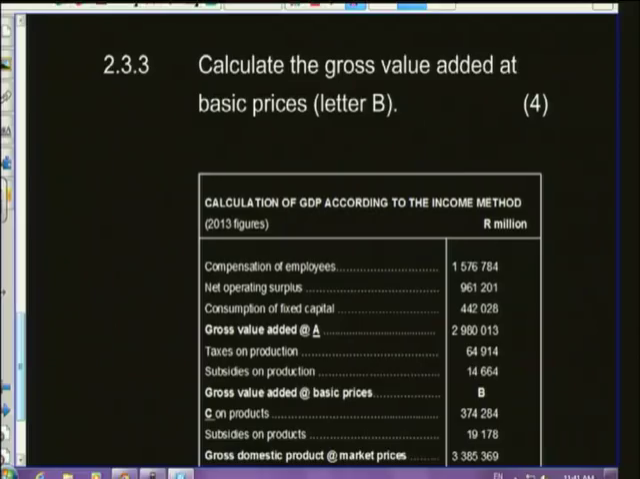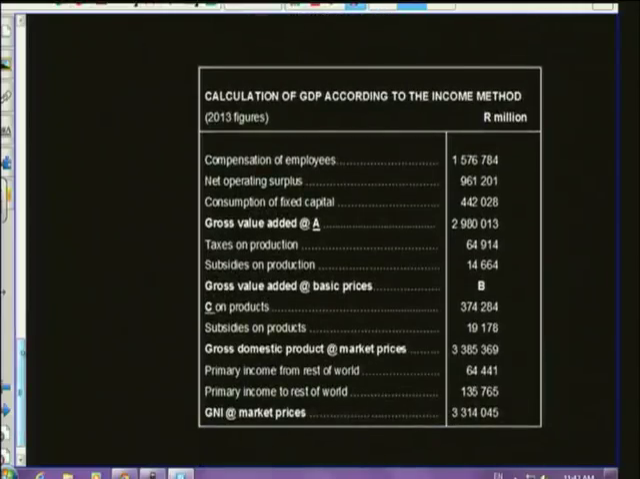Question 2.3.3, calculate the gross value added at basic prices, letter B. As we've seen on the table earlier on, that is B, and they are expecting you to calculate the gross value added at basic prices. To be able to calculate the gross value added at basic prices, you must look at the gross value added at factor cost plus taxes on production minus subsidies on production. Let's take the calculator and do the actual calculation.